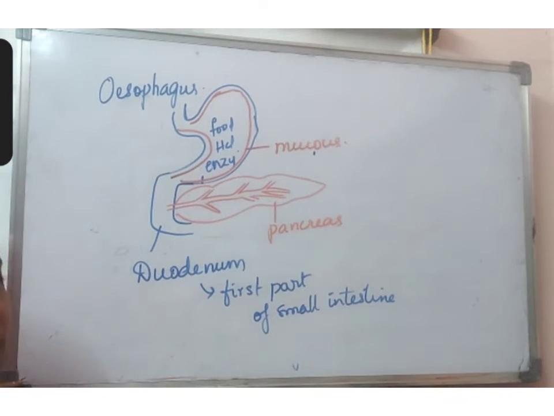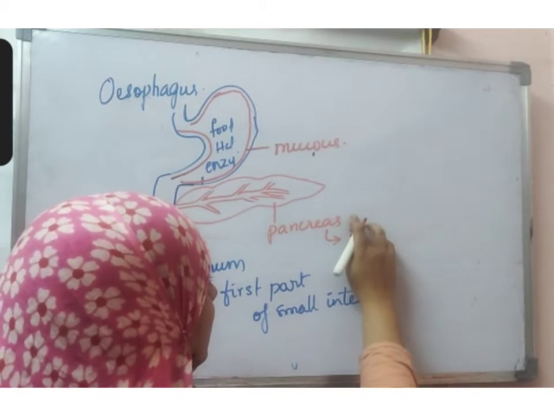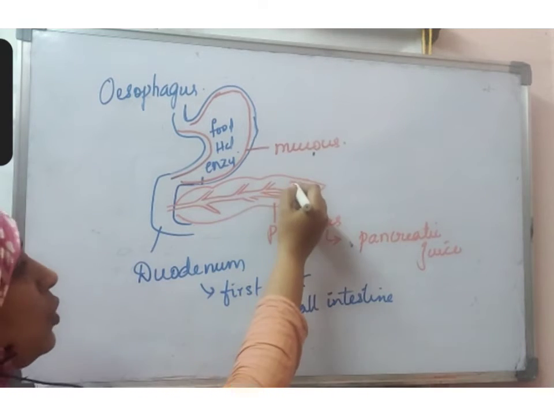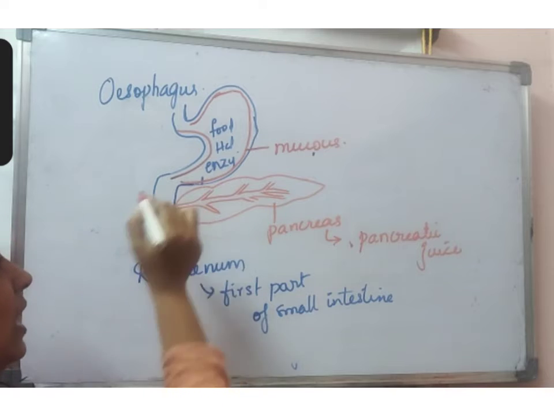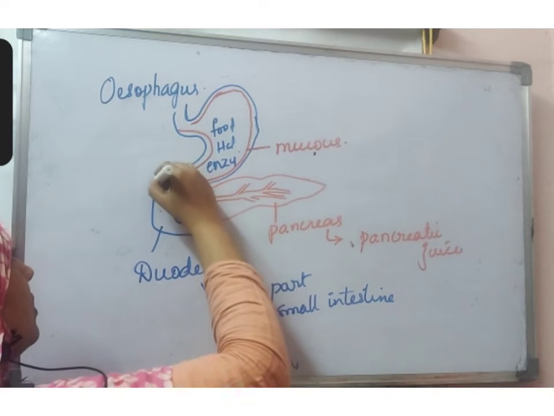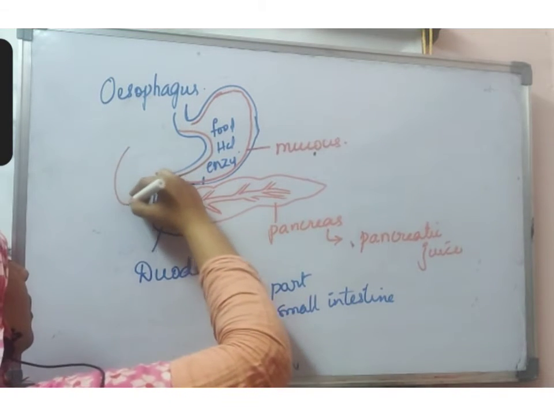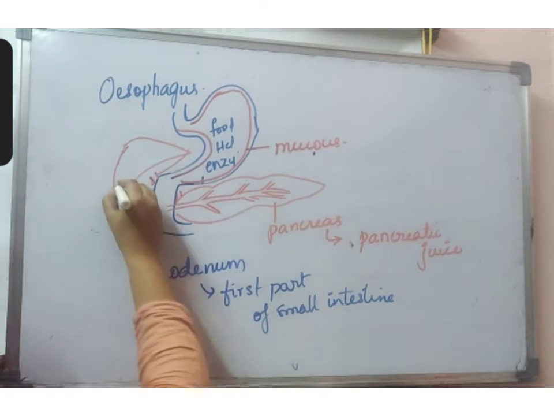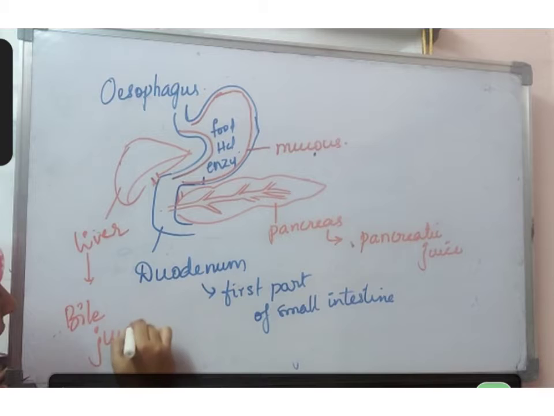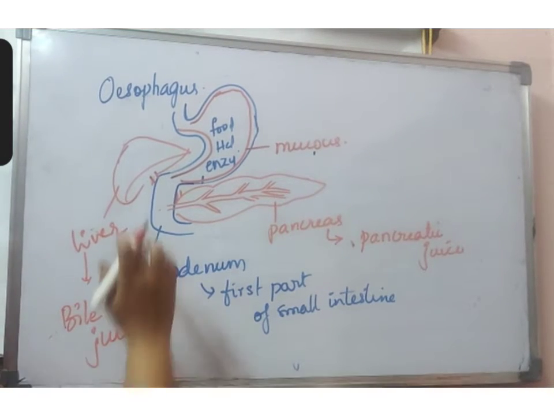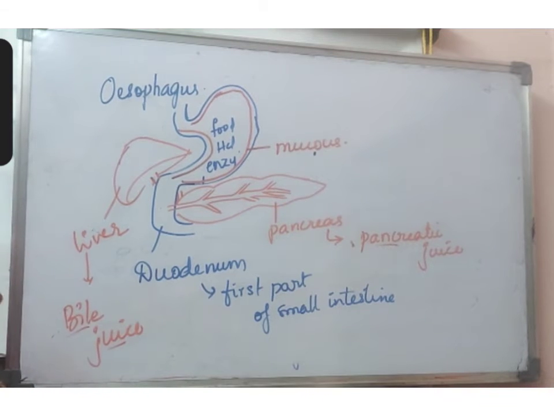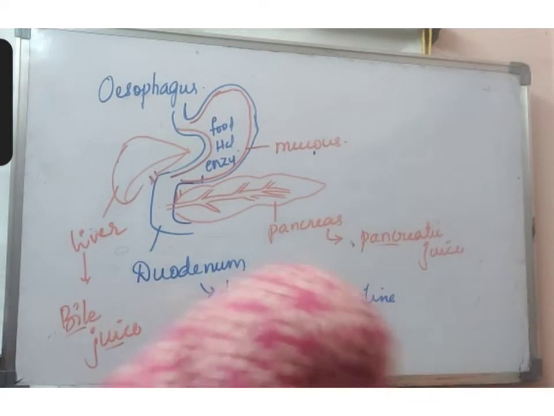Pancreas is a gland that helps in digestion. It secretes a juice called pancreatic juice. The pancreatic juice produced in this pancreas passes through the pancreatic duct and enters the duodenum. Not only the pancreas, one more structure is also connected to this. There is a structure called the liver. The juice secreted by the liver is called bile juice. Bile juice and pancreatic juice enter this part of the small intestine called the duodenum. After that, our small intestine continues further.